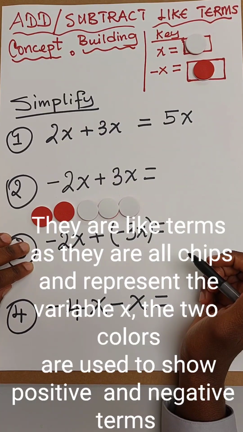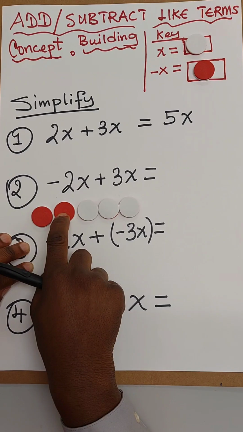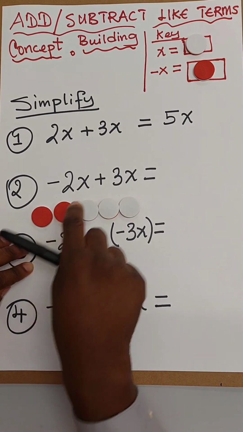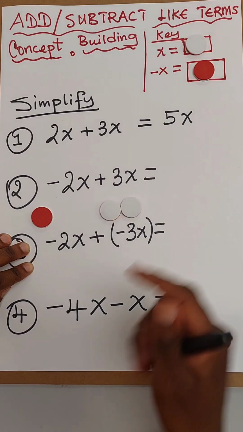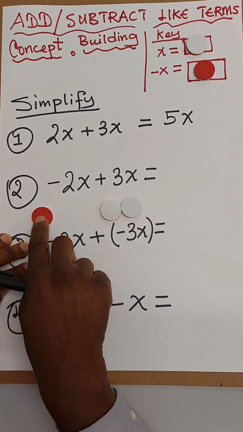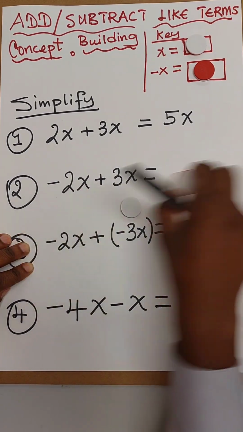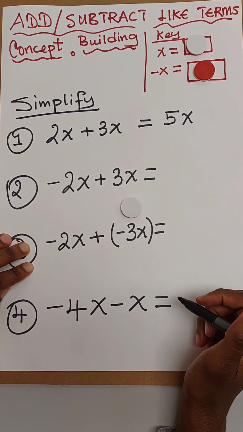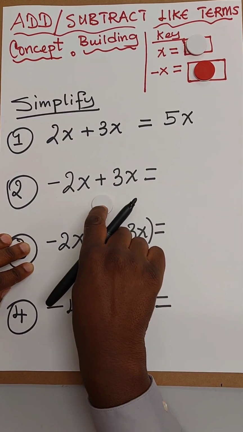Now this is the rule. When a white chip and a red chip are in the same group, they will pair up and get out of the group. Now we have another red chip and another white chip. They will pair up and get out of the group. So this is what we have left. We have 1 white chip left.